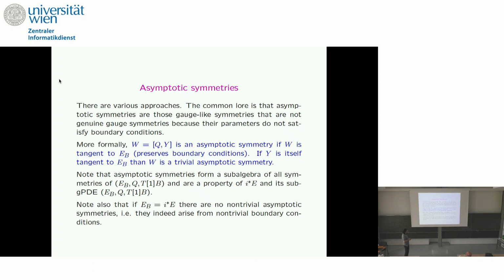For instance, usually in the Lagrangian or Hamiltonian setup, we call asymptotic symmetries those gauge symmetries which have non-vanishing charges. All I can say is that this definition is compatible with that if on top of this game we have a symplectic structure which allows us to construct charges out of symmetries. Okay, in particular, if we don't have non-trivial boundary conditions, we don't have non-trivial asymptotic symmetries, they remain just gauge symmetries.